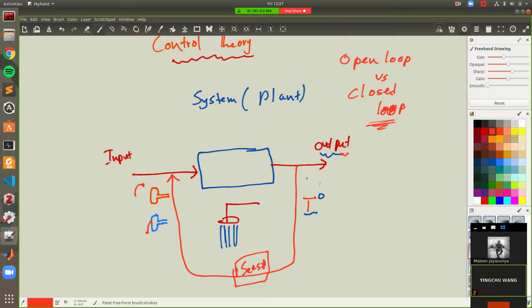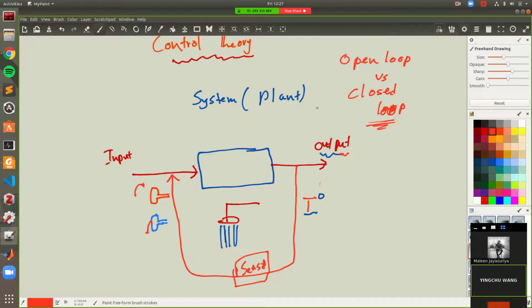So any questions regarding this idea? Nope. All right.